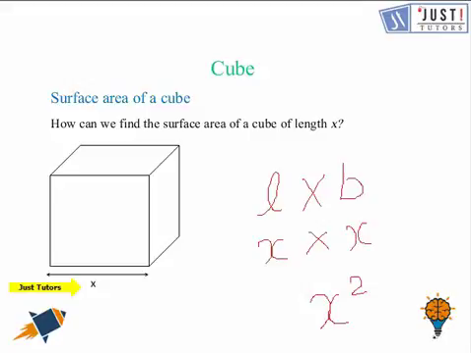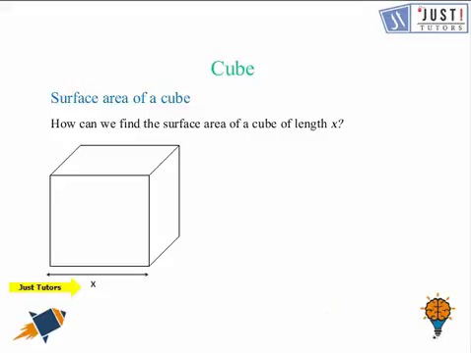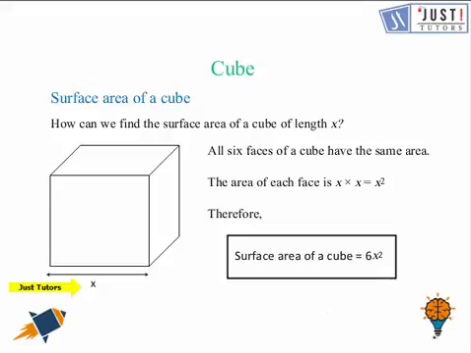And here we have 6 such faces. So what do you think? Yes, the number of faces is 6. So the total surface area of a cube is 6x squared.